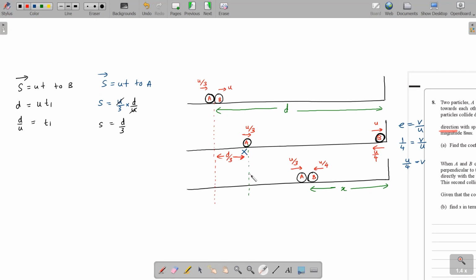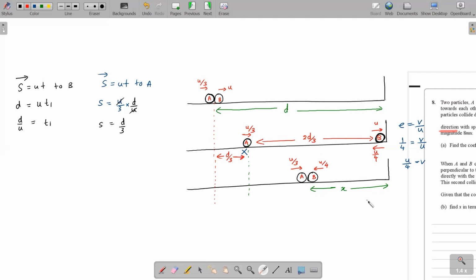D minus D over 3, because the whole thing is D. From D we subtract D over 3. What do we get? 2 over 3 D. So 2 over 3 D is the distance between A and B once B reaches the wall. So now what's happening? Now we need to consider and work with the distance 2D over 3.